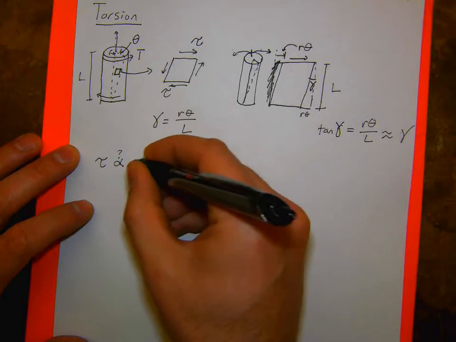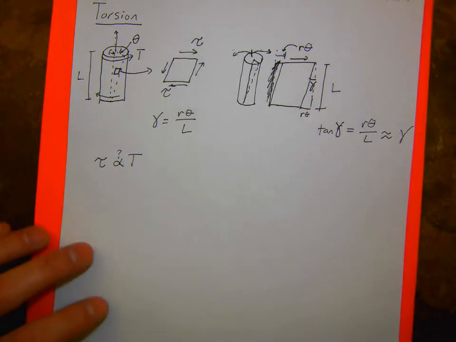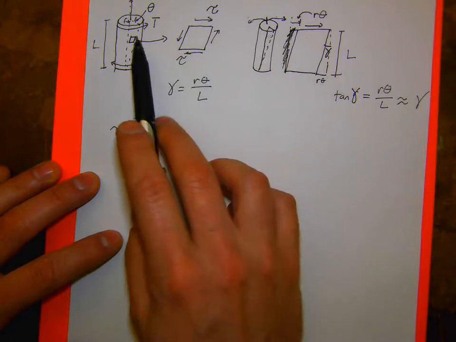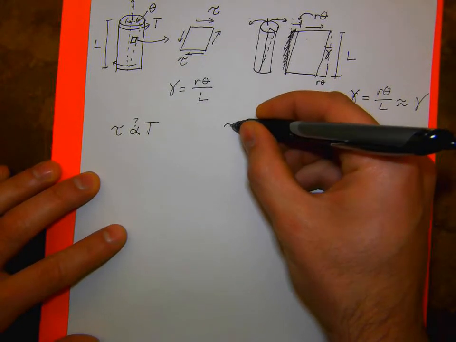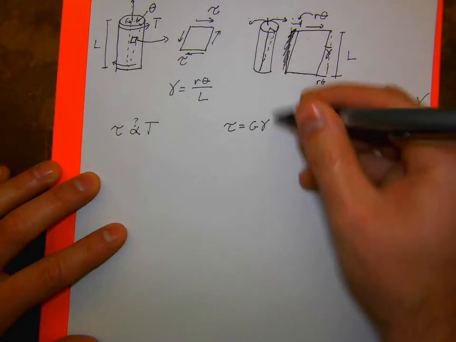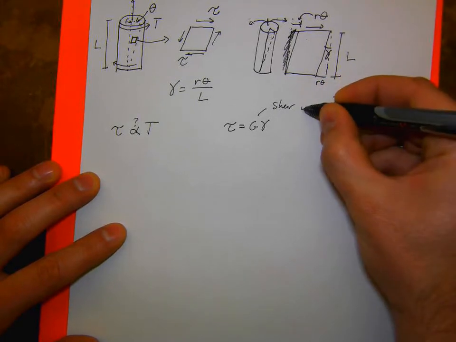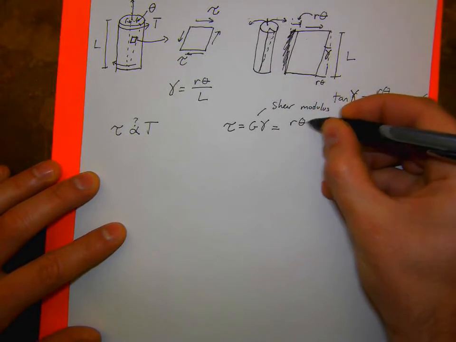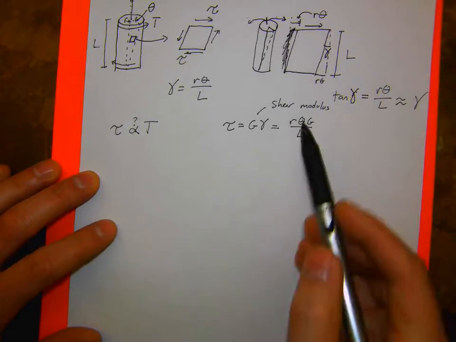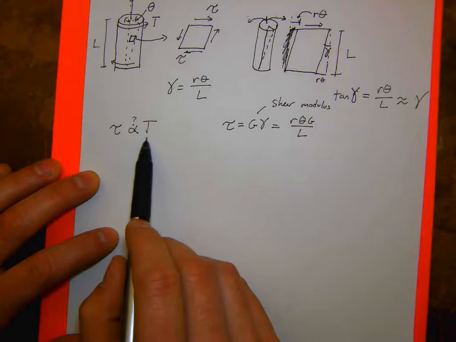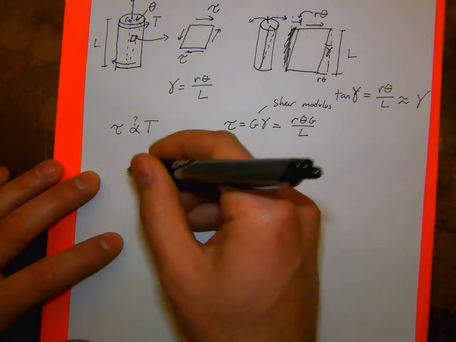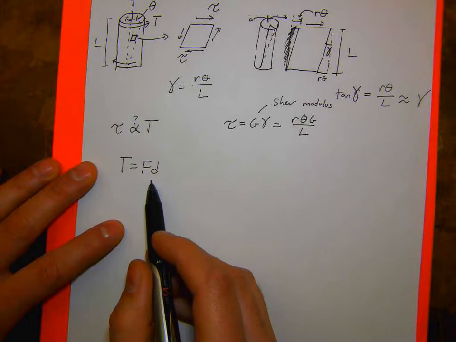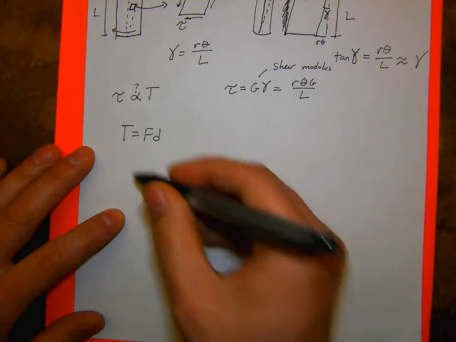To do that, I know that my sample isn't moving in the center. I can use my elasticity relationships to say tau equals G gamma, where this is my shear modulus. So tau equals G gamma, or r theta G over L, if I wanted to plug that in here. But this still doesn't tell me how this relates to torque. I know torque is a force times a distance, by definition. It's the amount of force I'm applying times how far away that force is being applied.